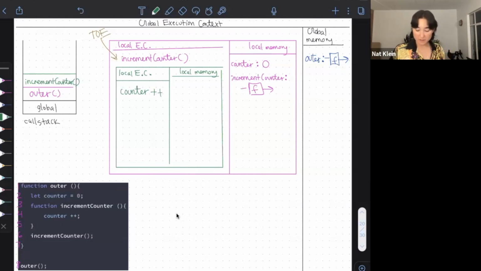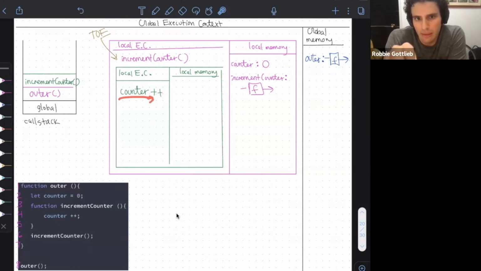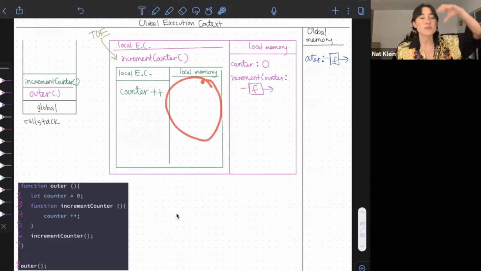Let me take one step back. So counter plus plus, this is our increment operator, as it is called. So this means we're adding 1 to whatever the value of counter is. So Robbie, when the interpreter hits this counter, where's the first place it's going to look? It'll look at that green local memory. Yeah, it's going to look right here, the current execution context local memory.